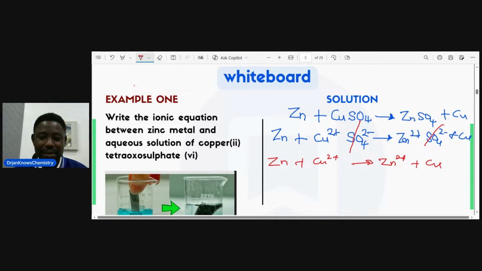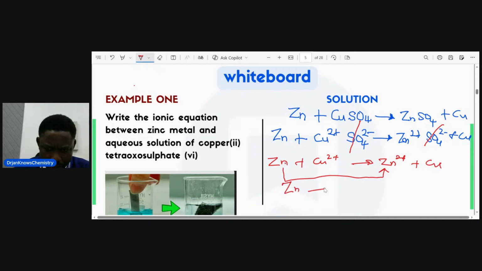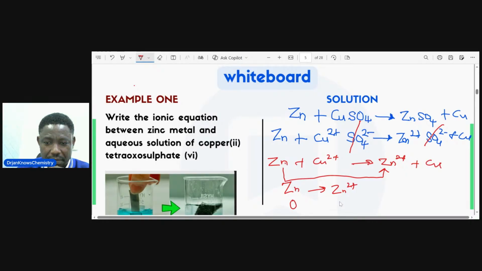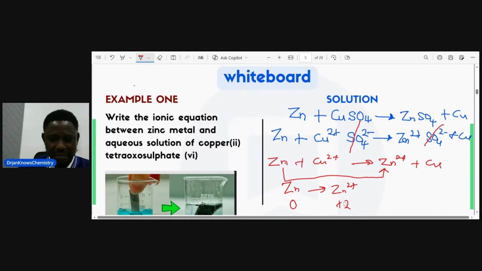Then I cancelled out. Before we know which one is oxidation and which one is reduction, I can just tell you this. Look at the zinc going to Zn2+. What is the oxidation state of zinc? Any uncombined element is 0. From the product side, you can see it is +2. So the oxidation state changes from 0 to +2. That is an increase.